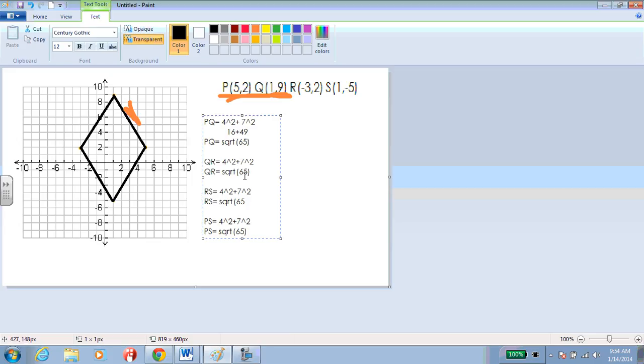Since all four sides of this quadrilateral are the same, I can conclude that yes, it is a rhombus.